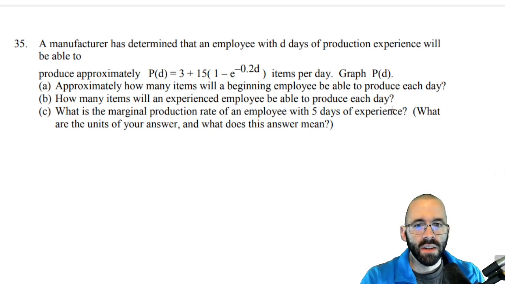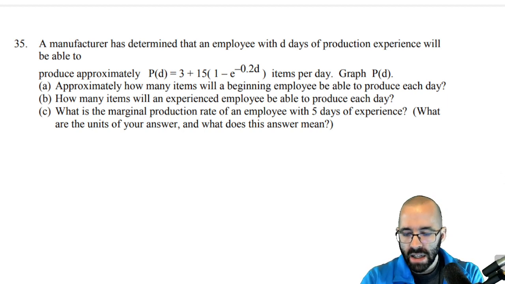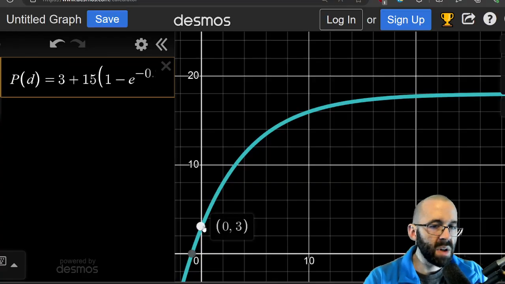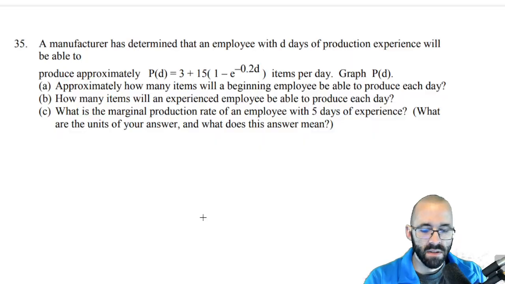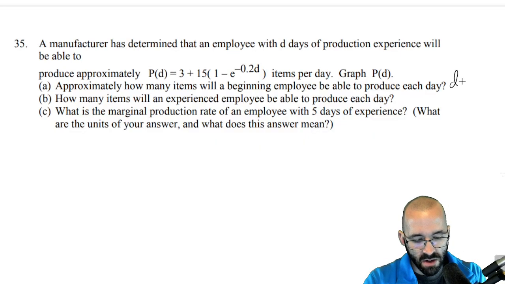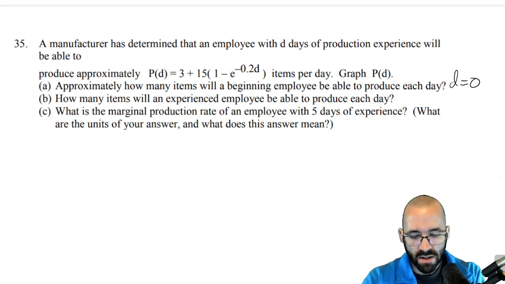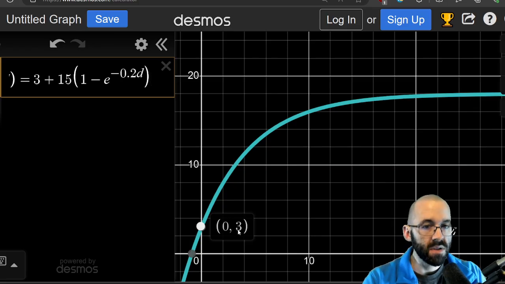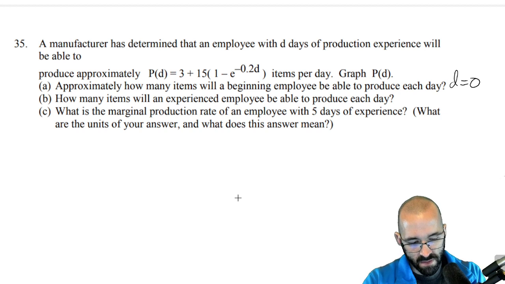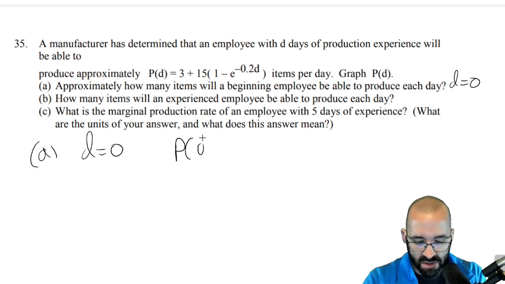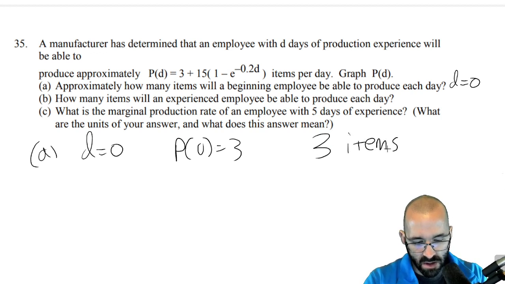All right, so we graphed it. Approximately how many items will a beginning employee be able to produce each day? Well, a beginning employee hasn't worked there at all. D is equal to 0. It can produce P of D. It can produce 3 items. D equals 0. P of 0 equals 3. Our answer is 3 items in a day.